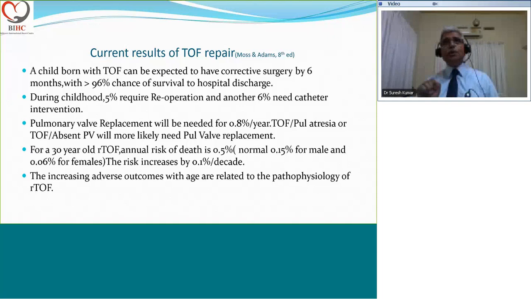If you're looking at a 30-year-old with repaired tetralogy, what is his annual risk of death? It's 0.5%, where normal is 0.15% for males and 0.06% for females. And this risk increases by 0.1% per decade. The increasing adverse outcomes with age are related to the pathophysiology of repaired tetralogy.